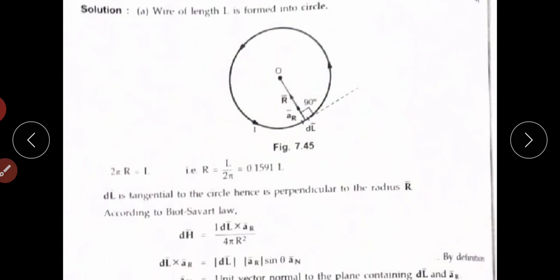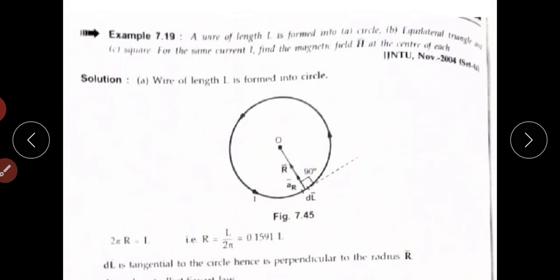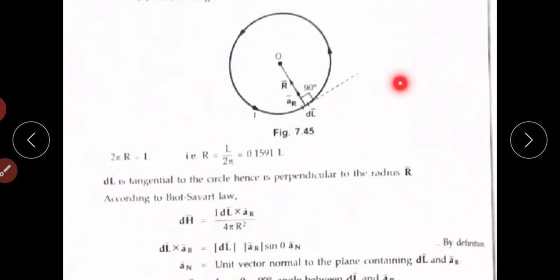So we know the circle circumference formula is 2 pi r. Here radius equals r. So the circle circumference equals 2 pi r. The length of the conductor is L meters. So 2 pi r equals L, so r equals L by 2 pi, r equals 0.1591 L. This is the radius of the circle, where L is the length of the conductor formed into a circle.